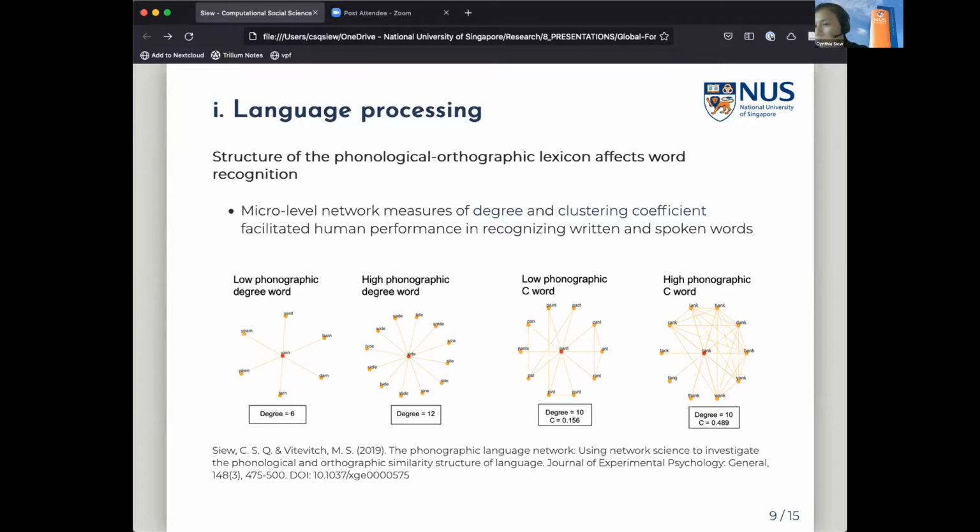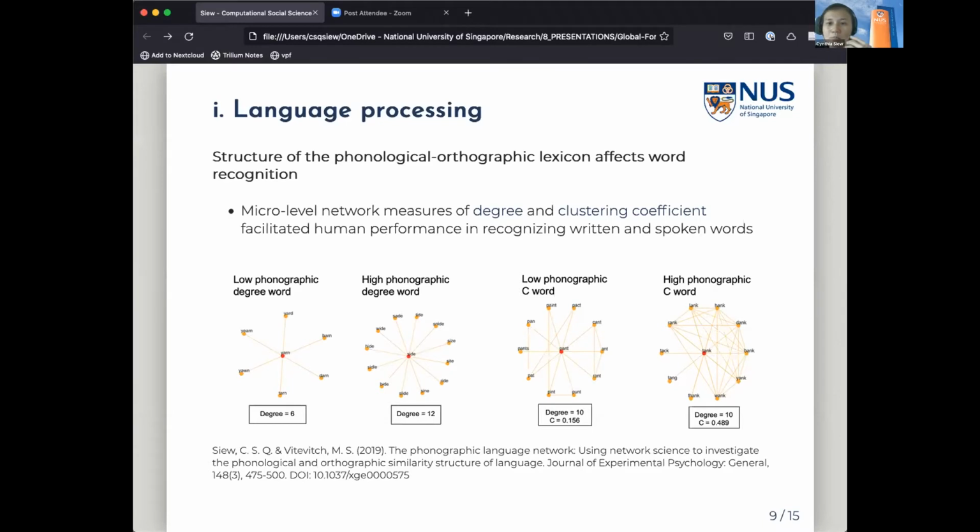How do we quantify aspects of this lexicon? We can use micro-level network measures known as degree or clustering coefficient to assign a value to words. We do word recognition experiments in the lab and see whether these values correlate with reaction time and error rates in how people process spoken and written words. So let me dive in a little bit into what degree is and what clustering coefficient is.